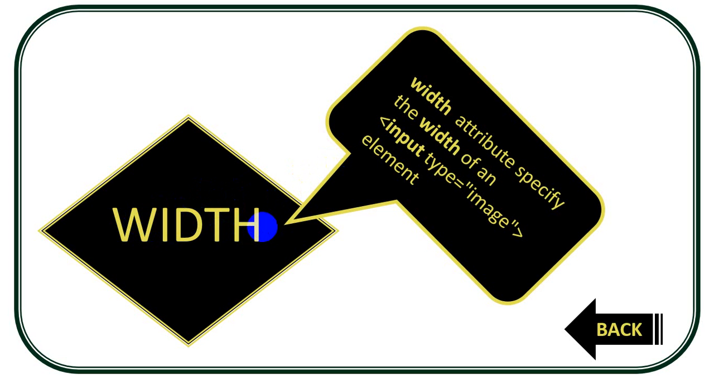Both are attributes of the input type equal to image element which work at the same time, and the function of the width and height attributes is to customize the size of that particular input button, which looks like an image but functionally performs like a button or submit button. We have to assign some value to width and some value to height.